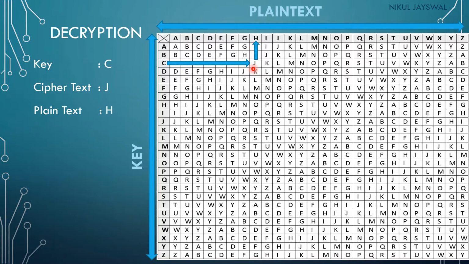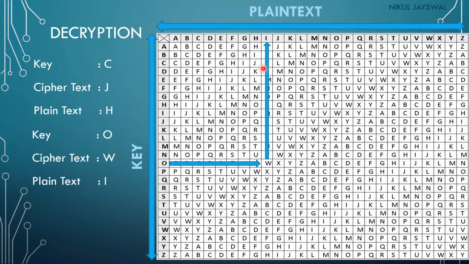Let's take another example. So the key is O. The ciphertext is W. So we will find the W and we will identify the plain text. So we will go to the row for O. We will find the ciphertext W in the table and we will identify the plain text as I. So this is how we can perform the encryption and decryption in Vigenère cipher. So this is how the Vigenère cipher will work.